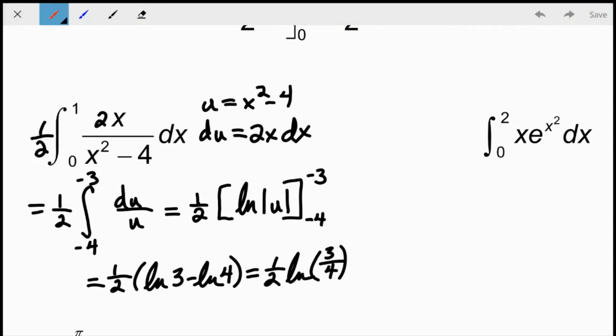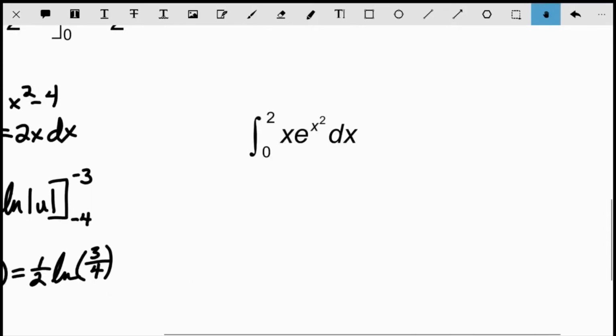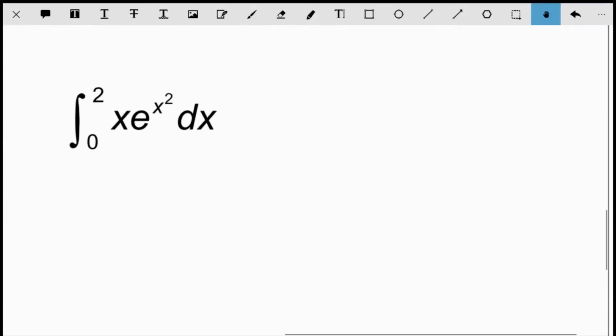The place where people tend to make a mistake on this is they forget to change their limits of integration. So remember, the original limits of integration are x values. We have to convert them so that they match up with whatever we're substituting. Typically, we're going to use u for substitution. So we want to convert them to u values. Okay, so let me just go through one more of these.